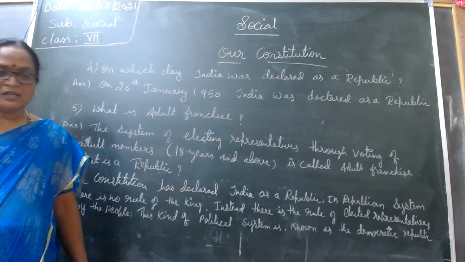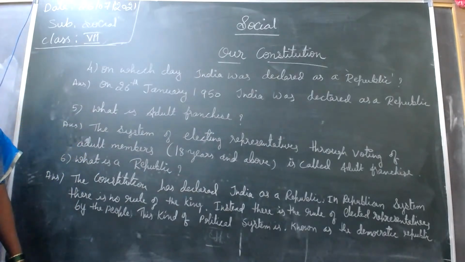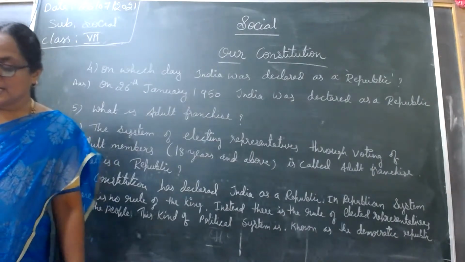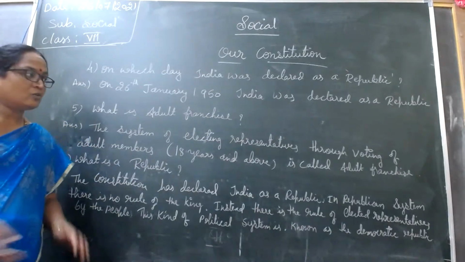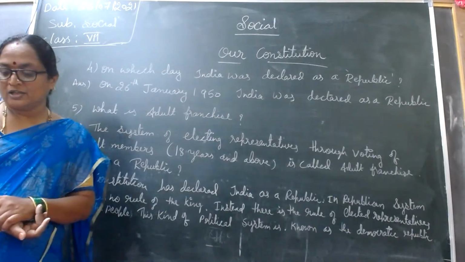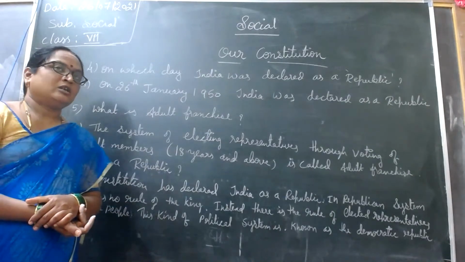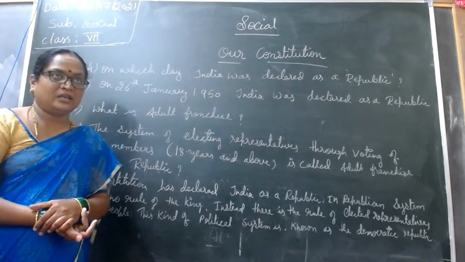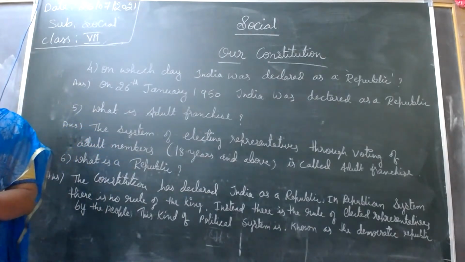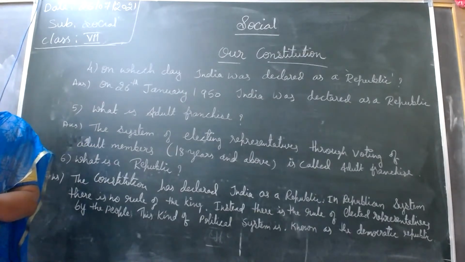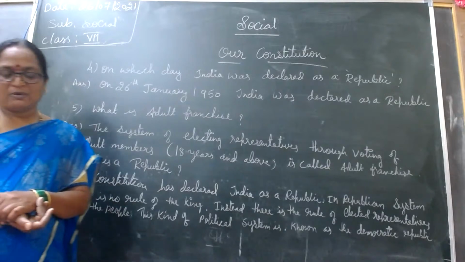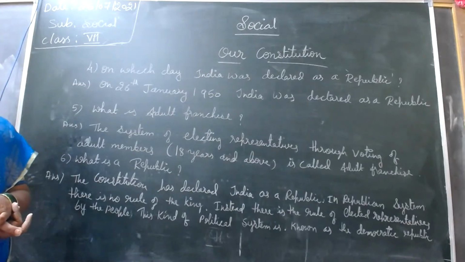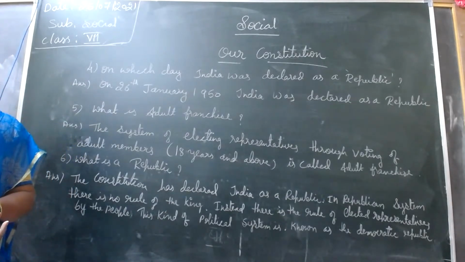Who was the president of the Constituent Assembly? Dr. Rajendra Prasad was the president of the Constituent Assembly. And what was the role played by Dr. B R Ambedkar in the Constitution Drafting Committee? Dr. B R Ambedkar was the chairman of the Constitution Drafting Committee. On which day was India declared a republic? On 26th of November 1950, India was declared a republic.